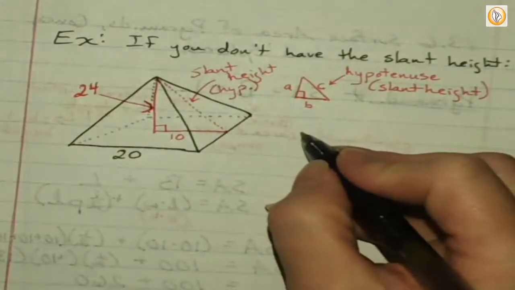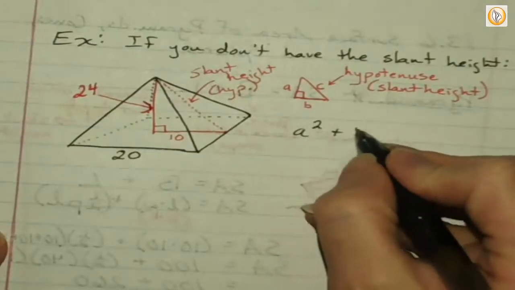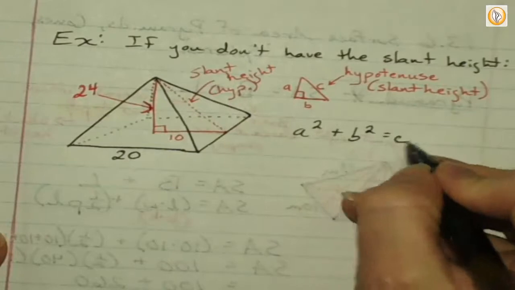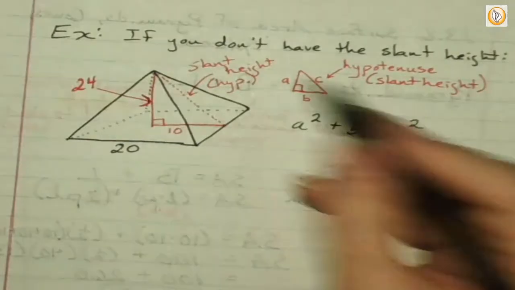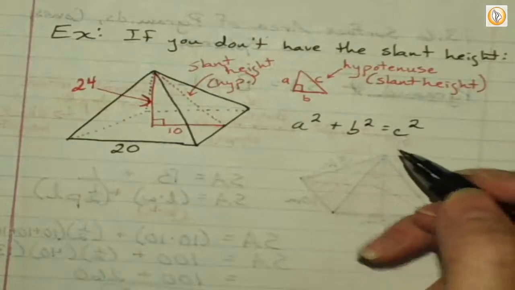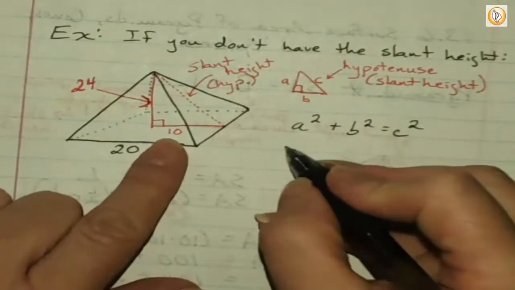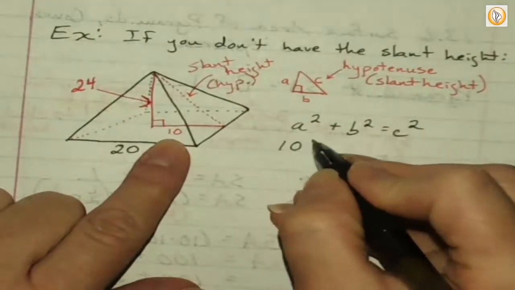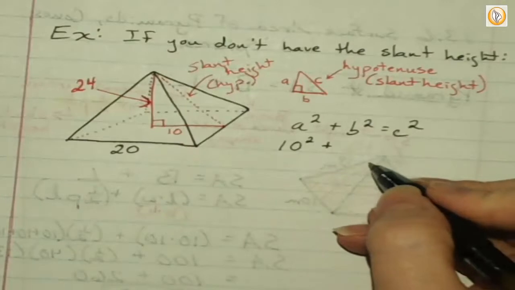So in that case, we would use the Pythagorean theorem. A squared plus B squared equals C squared. Again, we're looking for slant height. All right, so A squared would be 10 squared plus, what is the B, Emily?